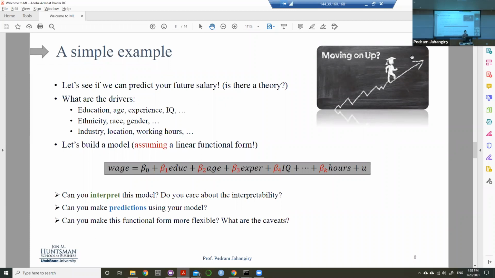Do you care about the interpretability? This is something that I want to spend some time on. Do you care? This is really important. This is the main difference between econometrics and machine learning. Do you care about interpretability? It's not a difficult question, and I want you to just participate. Say whatever it is. It's going to be either right or wrong, right?